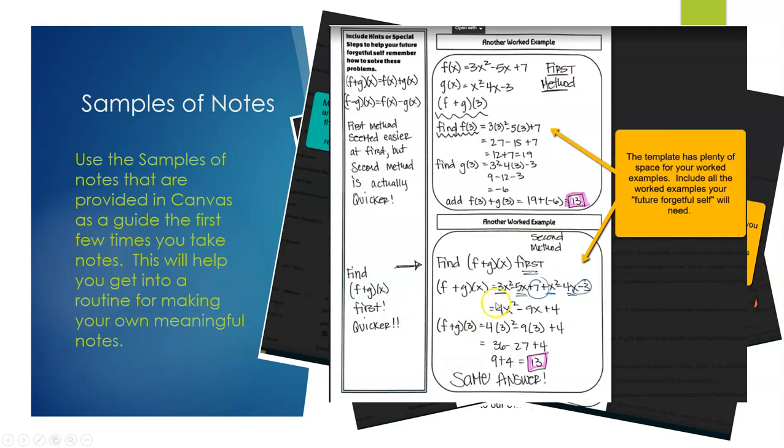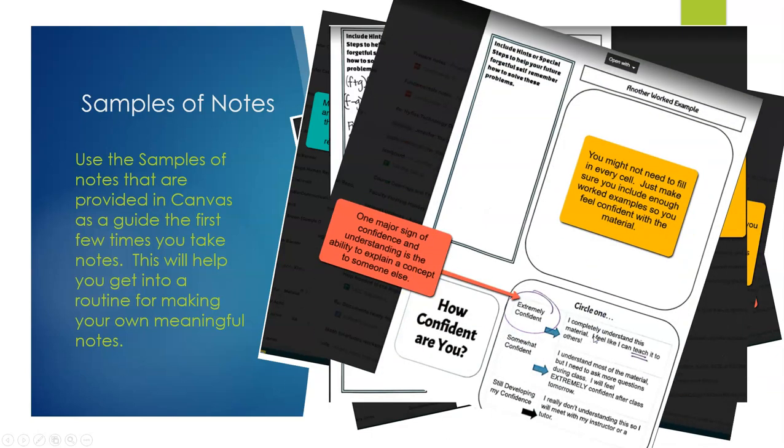There's spaces for you to write down all the steps for a worked example, everything that your future forgetful self might need. You might not need to fill in every single blank spot, but there's plenty there if you need all the space. And then at the end, definitely circle how confident you are with that section of material. If you're still developing your confidence, that's okay. It just means you're going to practice more until you really understand it, until you're very confident.